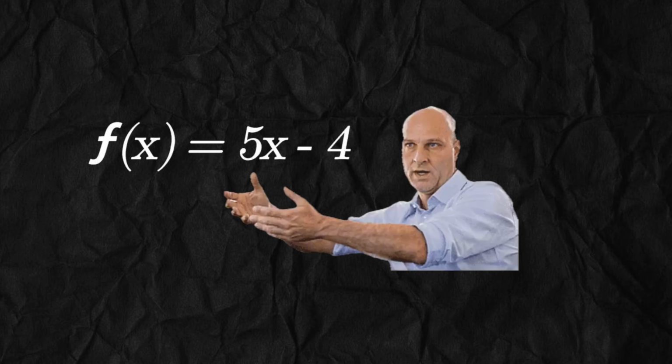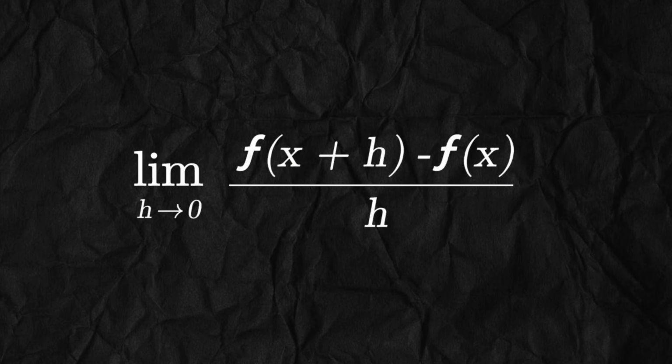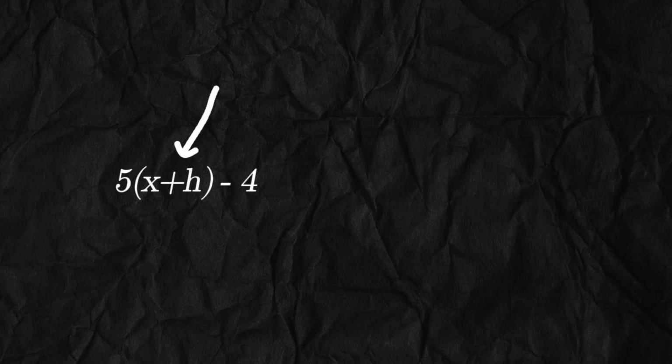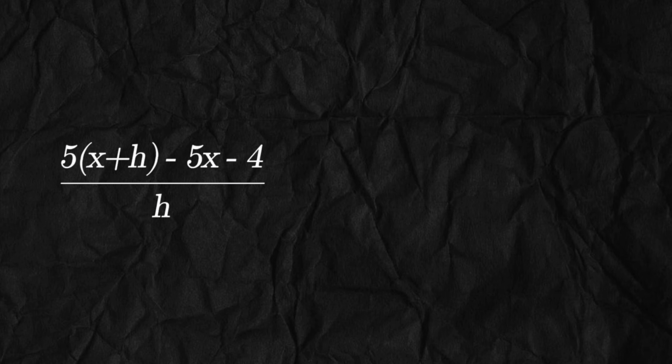Let's say you have the function f of x equals 5x minus 4. You would then have to plug everything into this formula by first replacing x with x plus h, and then divide everything by h, simplify to then get the derivative 5.